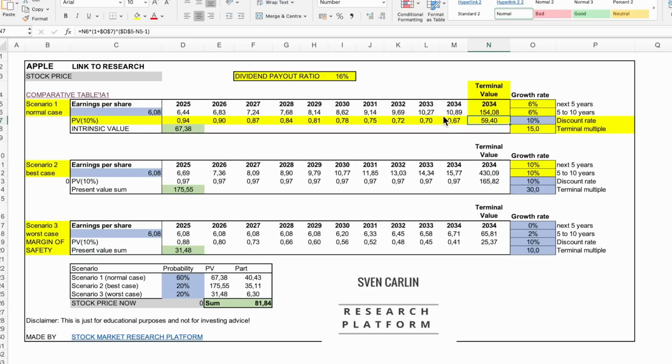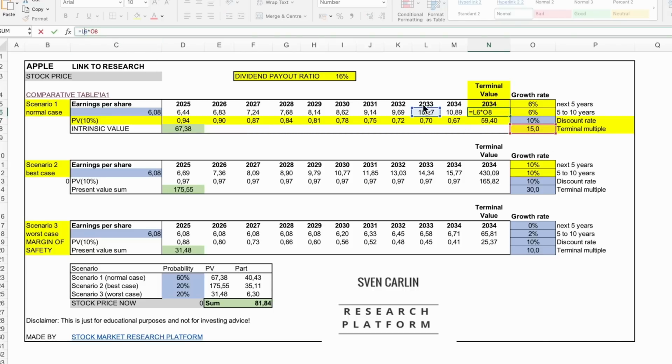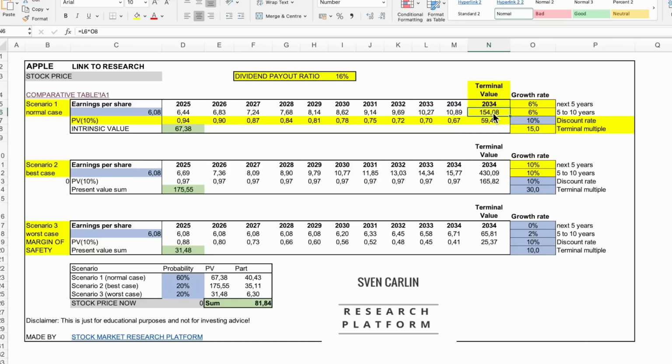That 15 is then used with the 2023 earnings times 15 to give you the terminal value here. You can see it here. Why 2023 earnings, not 2034? Because in 2034 I will not have 2034 earnings, I will have 2033 earnings. So that gives me a terminal value that I then discount to the present value, and the sum of all these present values is the cash flows I'm getting as an investor.